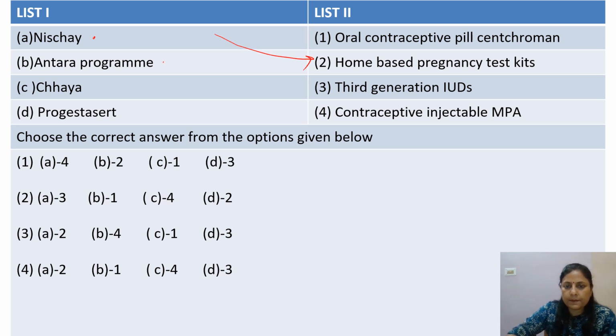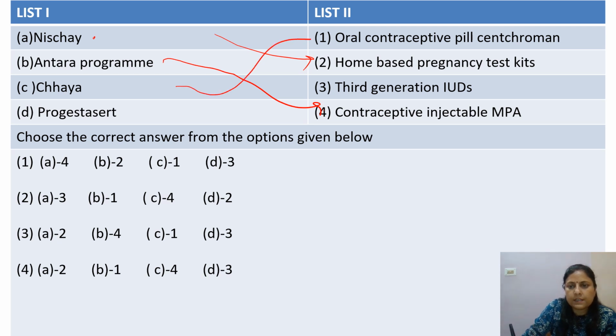Antara program, it is a DMPA, that is contraceptive injectable methyl MPA. What is Chhaya? Chhaya is an oral contraception, centchroman. Progestasert is a third generation IUD. So the correct answer is this one.